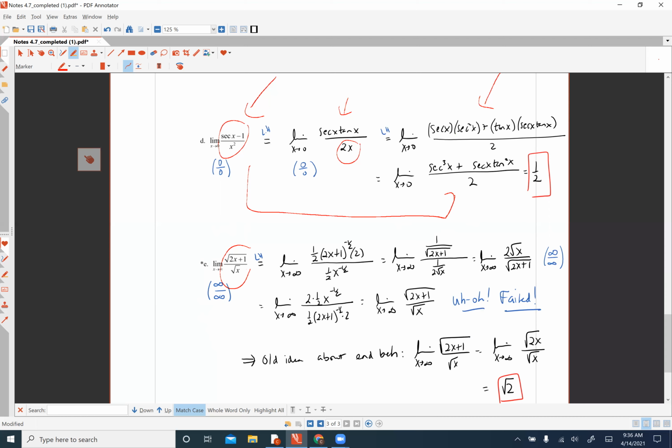Okay, so look at this one right here. We take the derivative of the numerator and we get 1 over the square root of 2x plus 1. We take the derivative of the denominator, the derivative of the square root of x, which is 1 over 2 square root of x. And then we simplify this, and that turns into the square root of 2 times the square root of x over the square root of 2x plus 1.